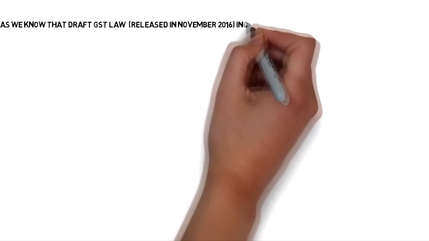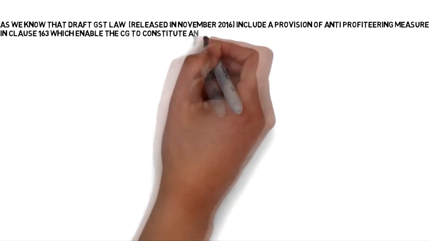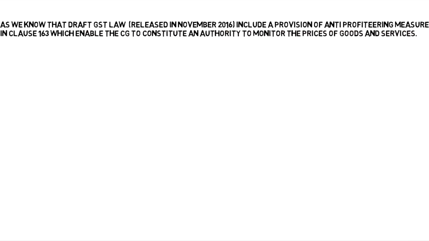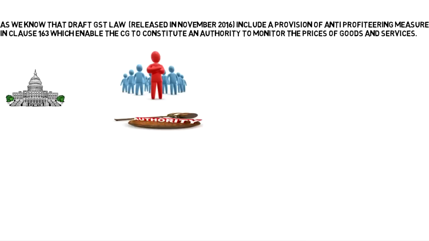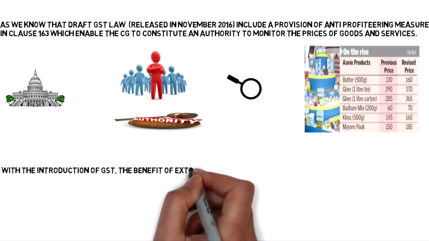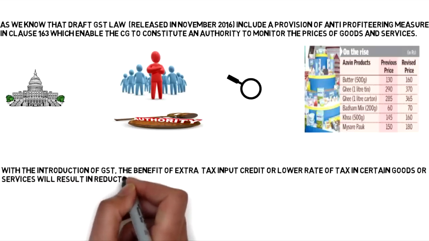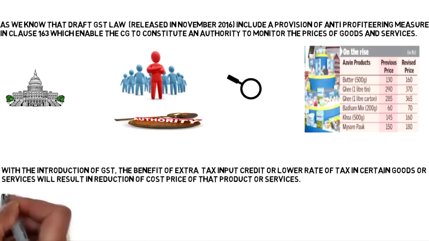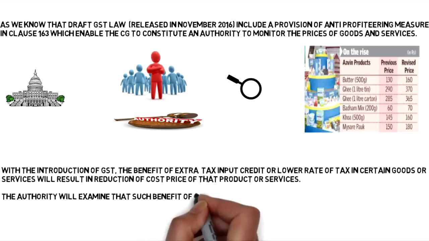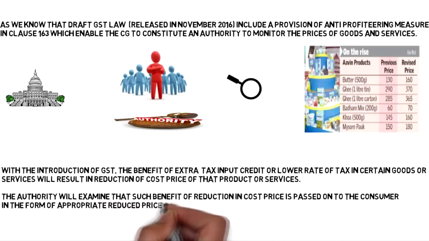As we know, the draft GST law released in November 2016 includes a provision of anti-profiteering measure in clause 163, which enables the central government to constitute an authority to monitor the prices of goods and services. With the introduction of GST, the benefit of extra tax input credit or lower rate of tax on certain goods or services will result in reduction of the cost price of that product or service. The authority will examine that such benefit of reduction in cost price is passed on to the consumer in the form of appropriately reduced prices.